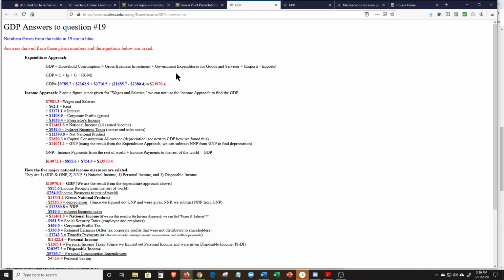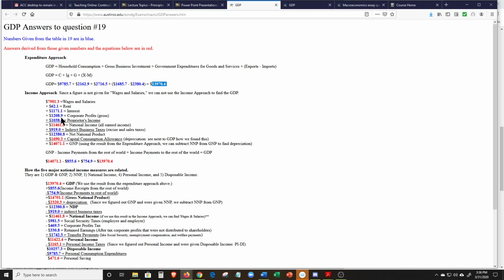what I've done here is that the numbers given from the table in 19 are in blue, the answers derived from those given numbers, and the equations below are in red. So you can see that all of the items in the expenditure approach were given, and that's how we figured GDP.